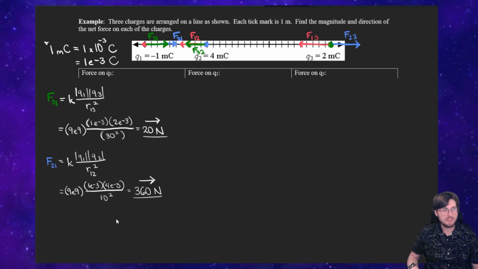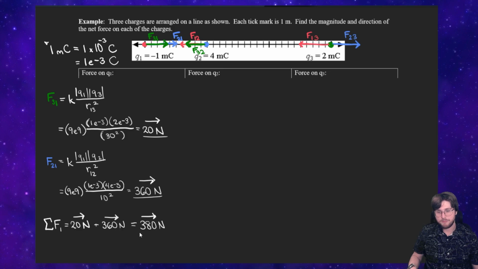All right, nice and cool. So finally, we just need to find the net force on Q1. So down here, I'll just go ahead and indicate that we are finding the net force on charge 1, which is going to be 20 newtons to the right, or you could say positive 20 if you want, plus positive 360 newtons, or 360 newtons to the right, and that's going to equal 380 newtons to the right at the end of the day. So that is your net force on charge 1.